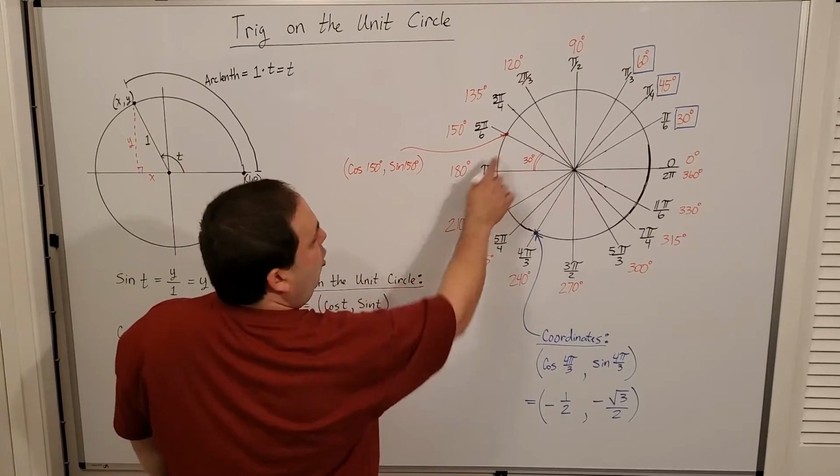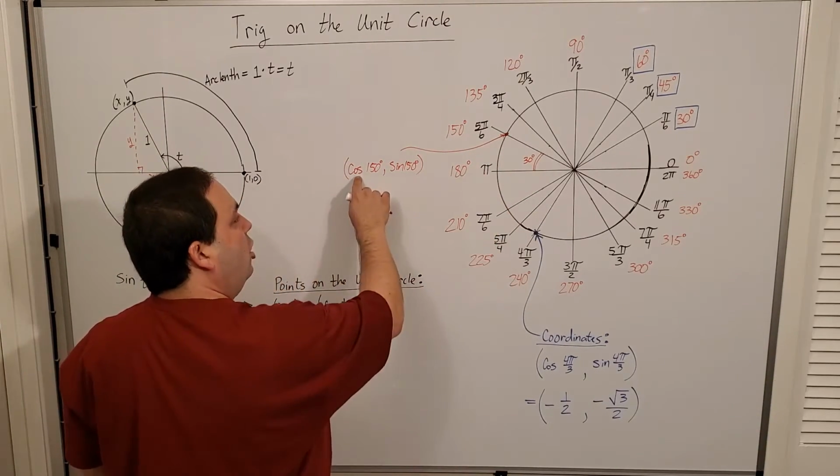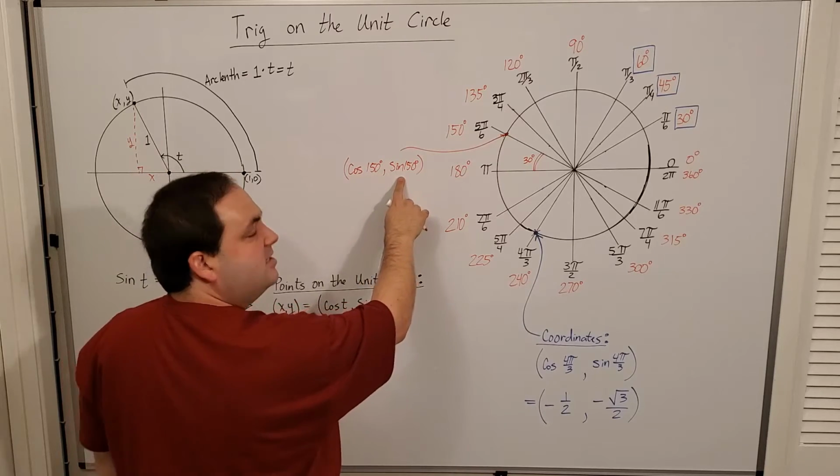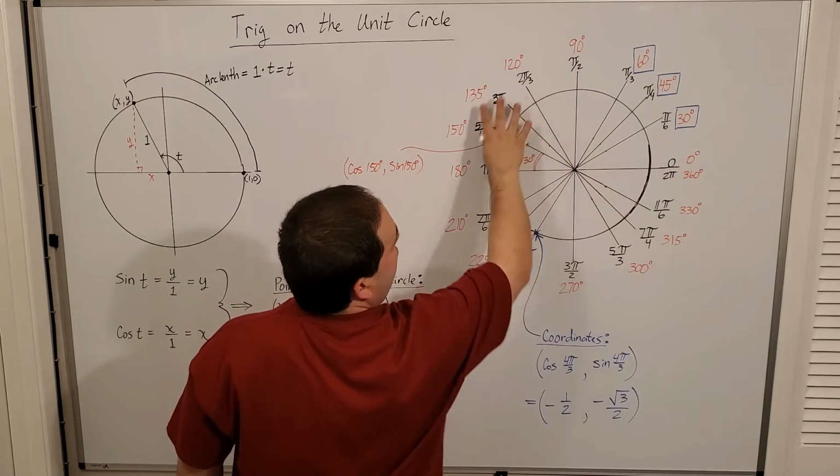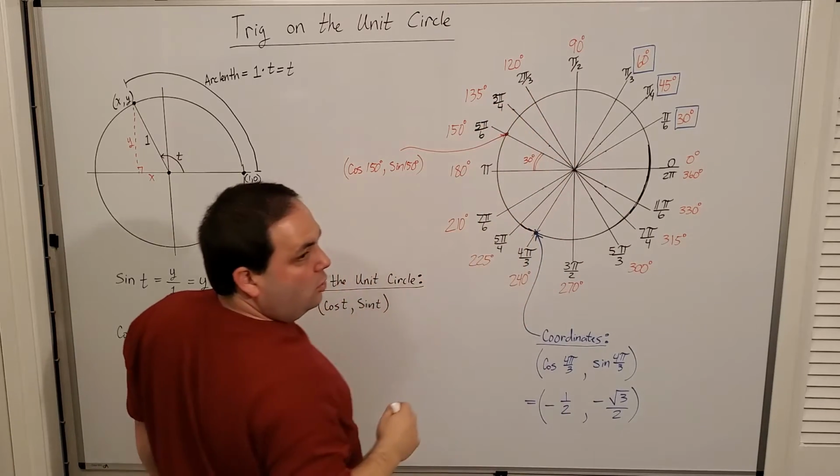But it's in quadrant 2. So the cosine is negative and the sine is positive. Remember, all students take calculus, right? So in quadrant 2, sine is positive, but cosine is negative.